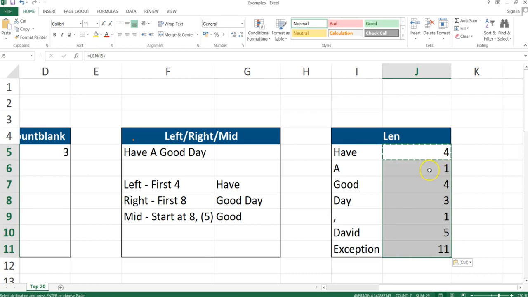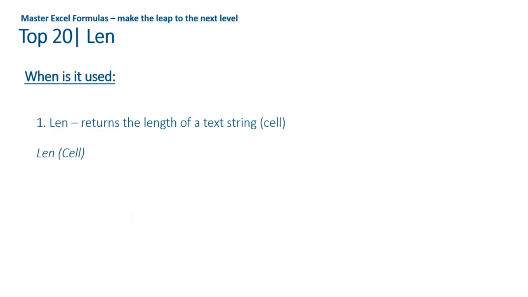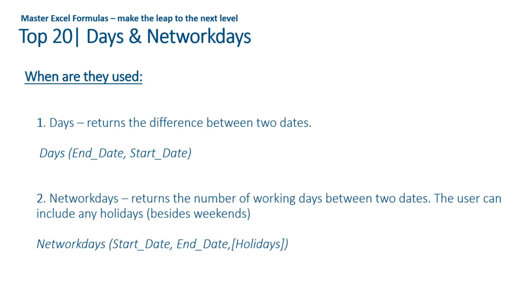Now, this is what we get. Okay, "days" 3, 1, 5, "exception" is 11. So as you can see, "exception" has 8 characters really, but because there are a few empty spaces as well, they have been counted, and that's why the formula returns 11. Okay, now going back to the presentation, the next 2 formulas we have are DAYS and NETWORKDAYS.